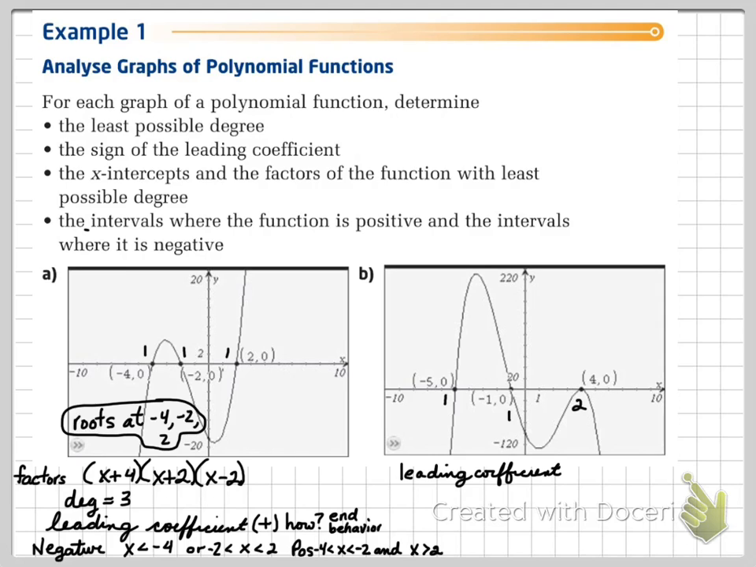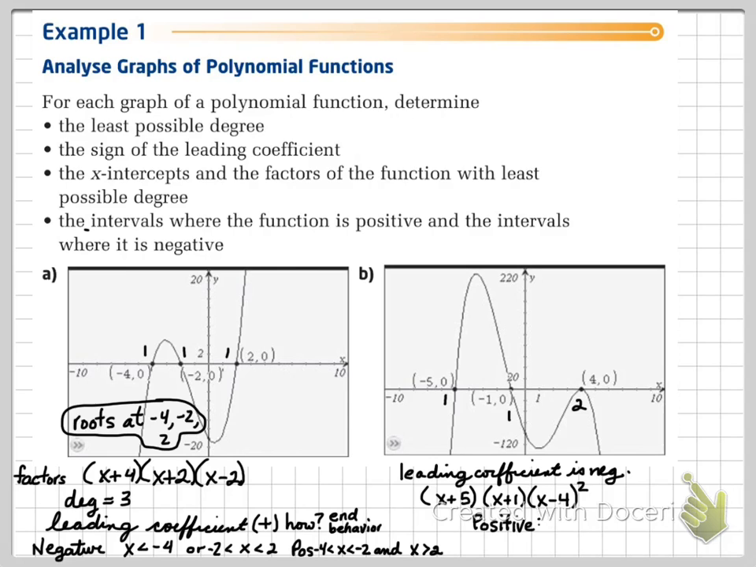Again, our leading coefficient is going to be negative this time because of our end behavior. The factors are going to be (x + 5)(x + 1)(x − 4), sorry, and that will be to the power of 2.